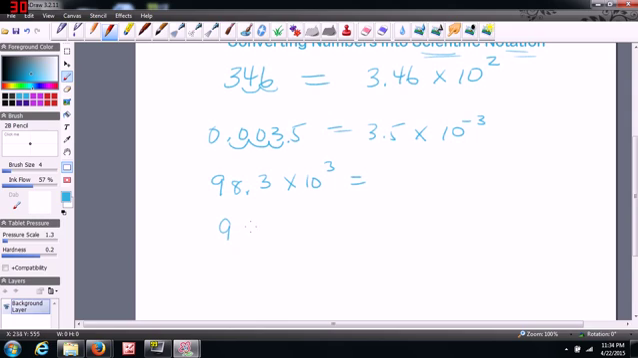So to make this into scientific notation, we're going to take the decimal and move it over here. And so what happens here is it becomes 9.83 times 10 to the, and because I made this number smaller, I have to make the exponent larger. Okay, so it becomes 9.83 times 10 to the 4. So this here would be converted into scientific notation in the following way. Okay, and I'm going to show you a couple more examples.